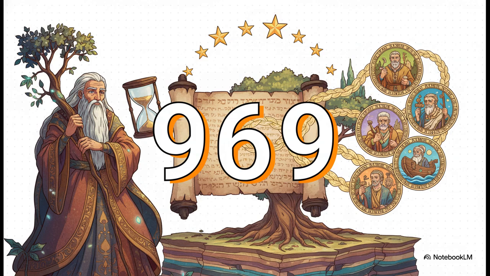969 years. I mean, just think about that. That's the number they give for Methuselah. His lifespan was so incredibly long that his name literally became a figure of speech for being old, right? And it comes directly from this text.